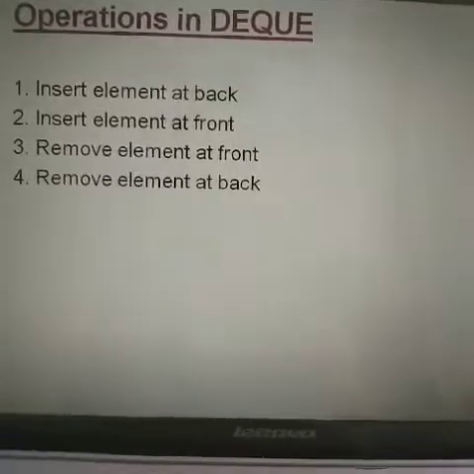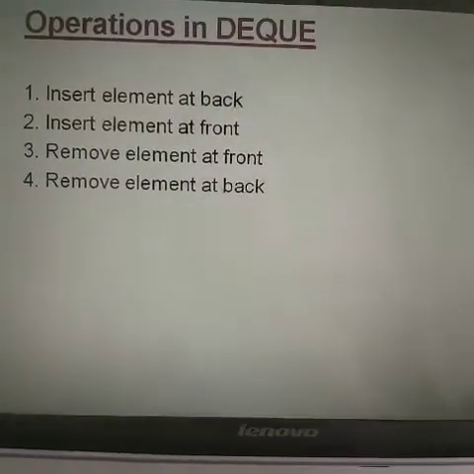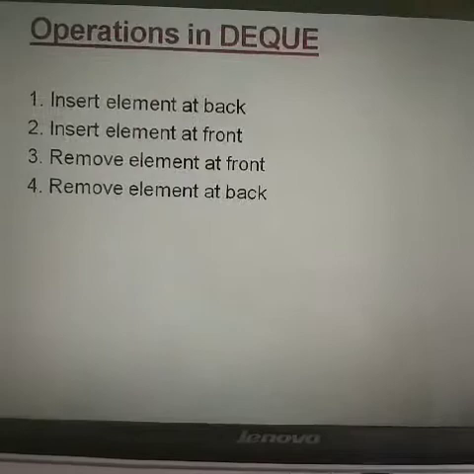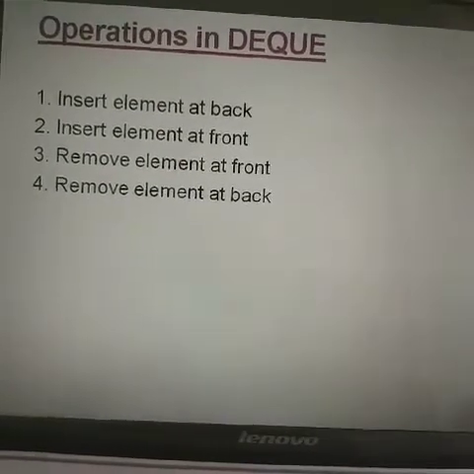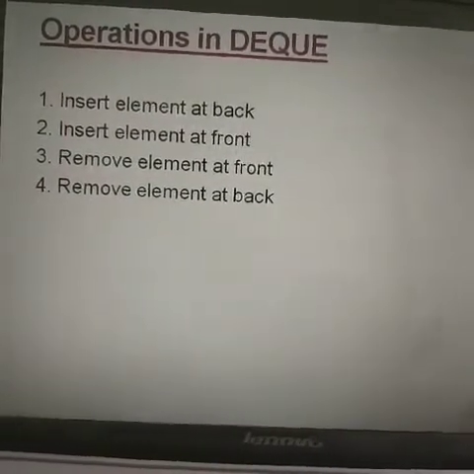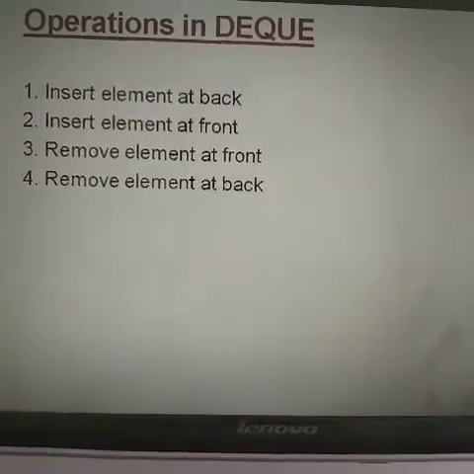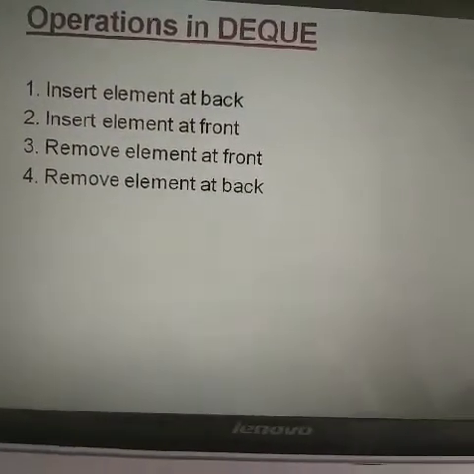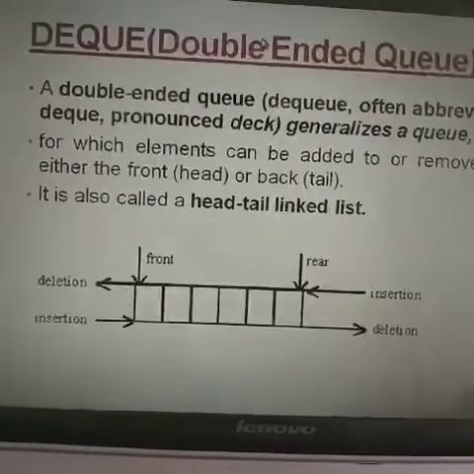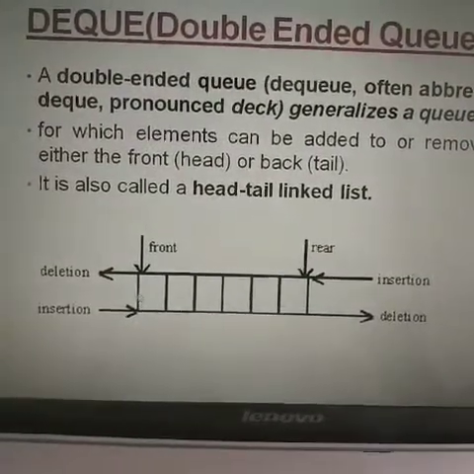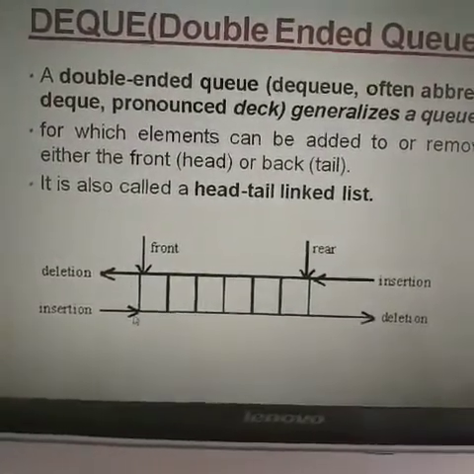So now we discuss the operations in the DQ. There are various operations like insertion and deletion. Two are the main operations of the queue data structure. But in case of a double-ended queue, we perform the insertion and deletion from both ends.